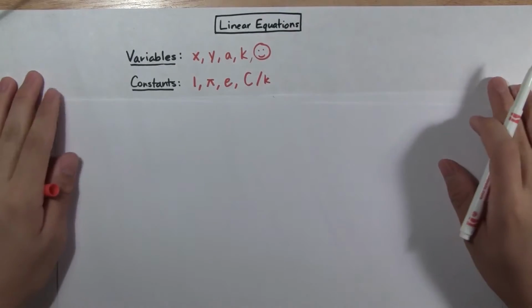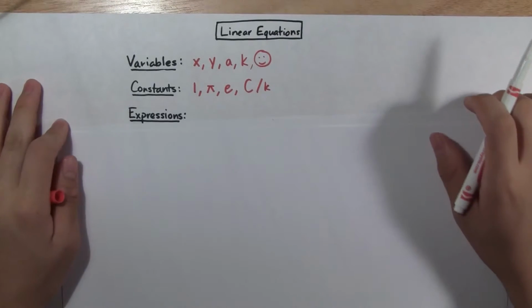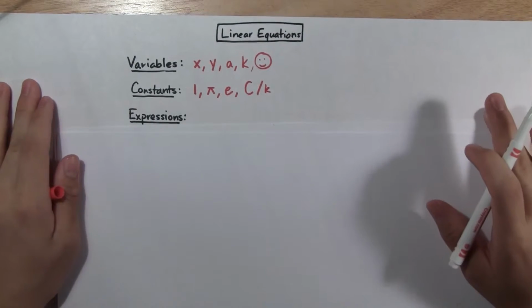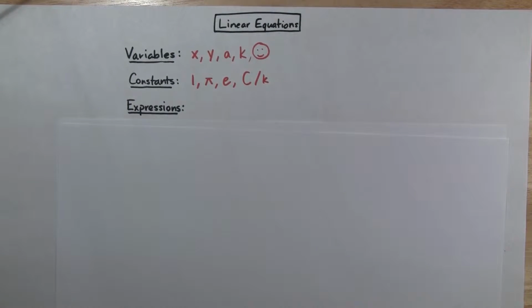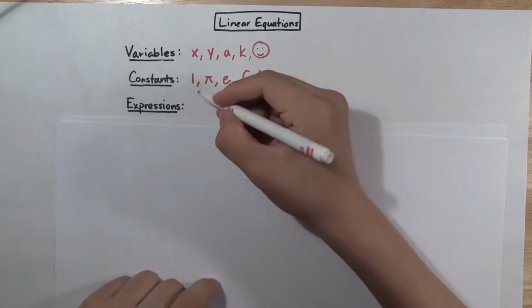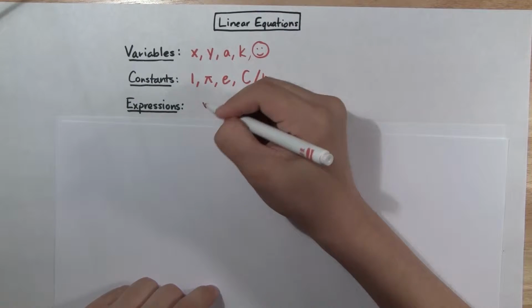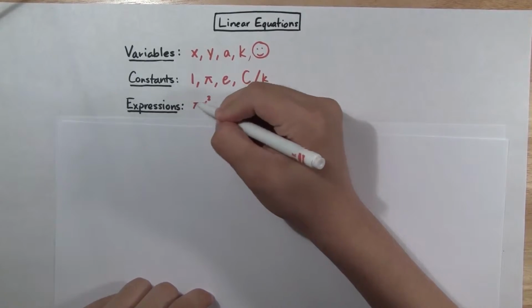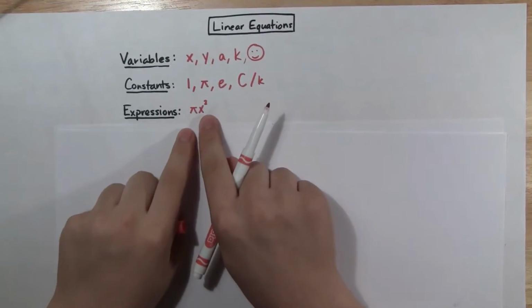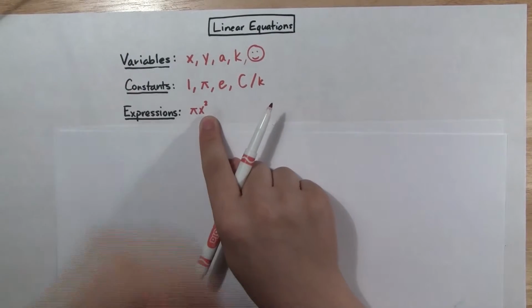So we've talked about variables and constants. Now what is an expression? An expression is basically a combination of a variable and a constant. So you could pick any variable. So you could say, I don't know, let's go with x. You could square x, and then you can add in a constant, like pi x squared. This is an expression because it's only a combination of variables and constants.